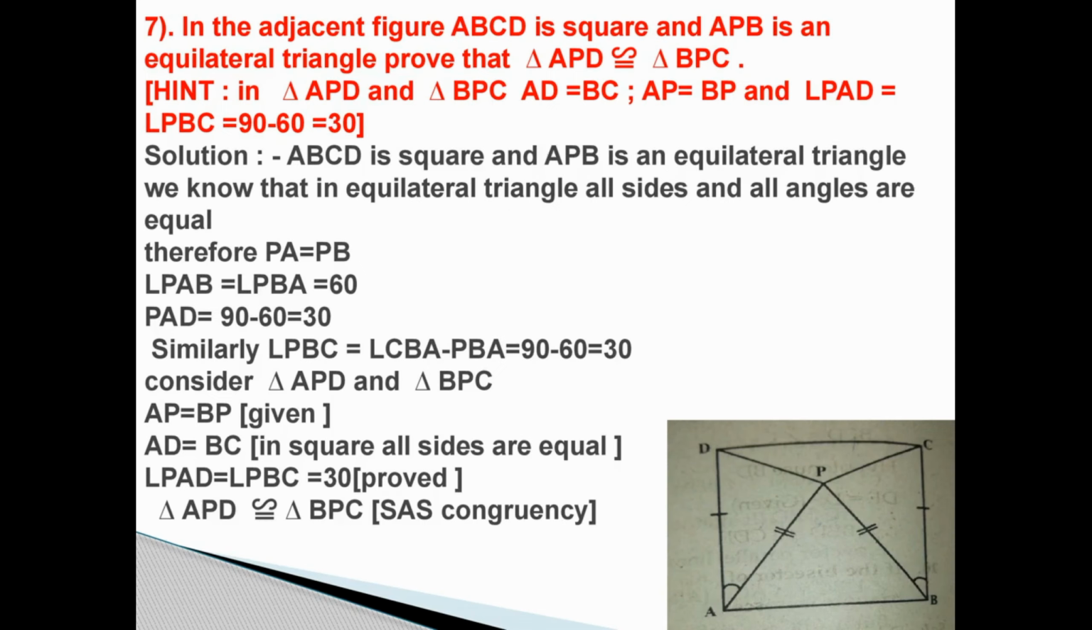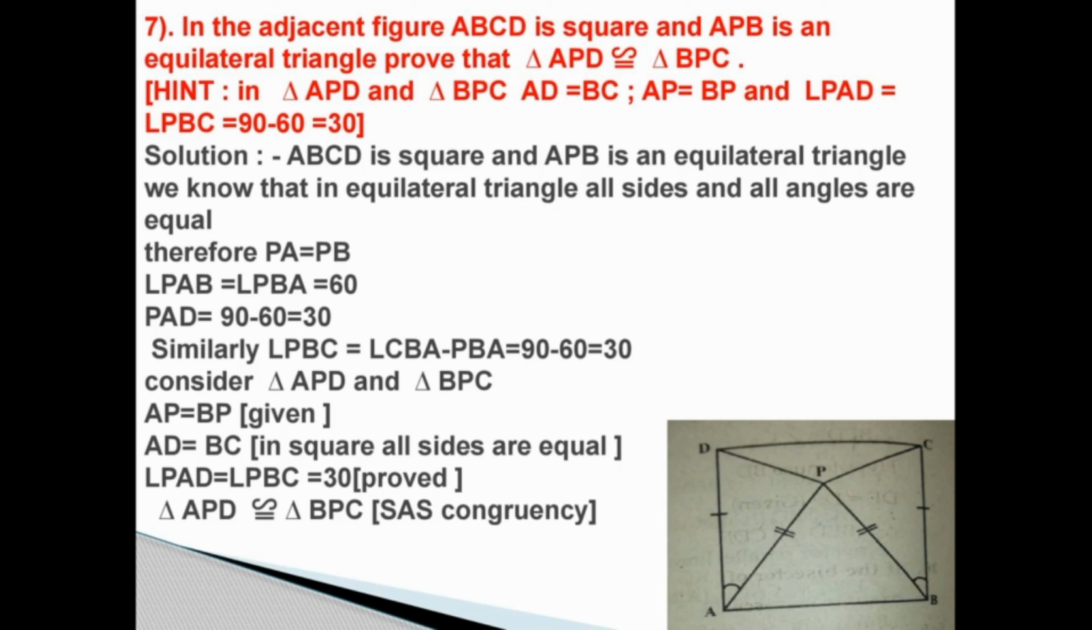Next, in the adjacent figure, ABCD is a square and APB is an equilateral triangle. Prove that triangle APD is congruent to triangle BPC. Hint which has been given. In triangle APD and triangle BPC, AD is equal to BC, AB is equal to BP and angle PAD is equal to angle PBC is equal to 90 minus 60, that is equal to 30.